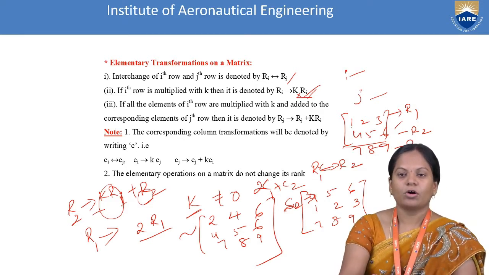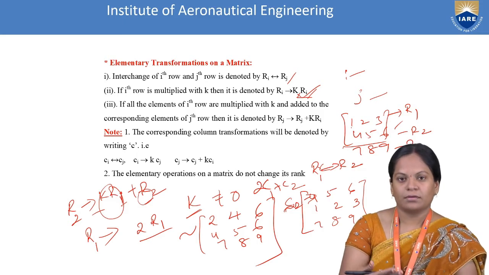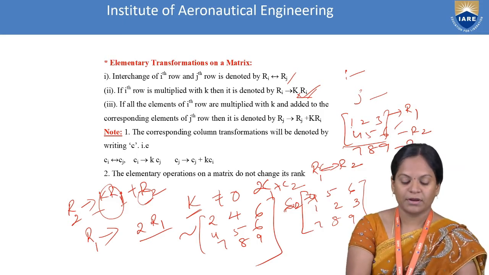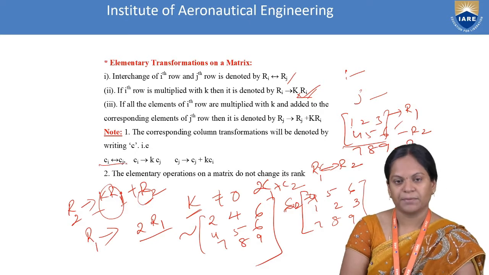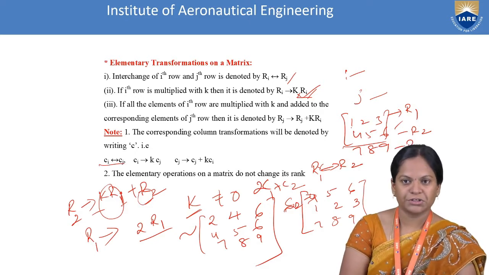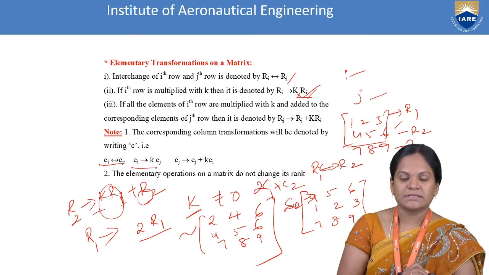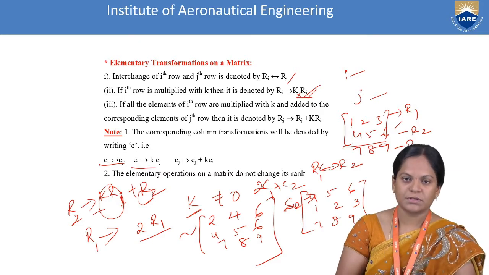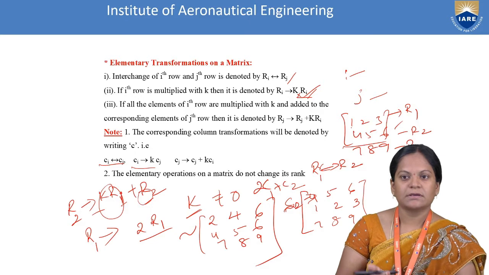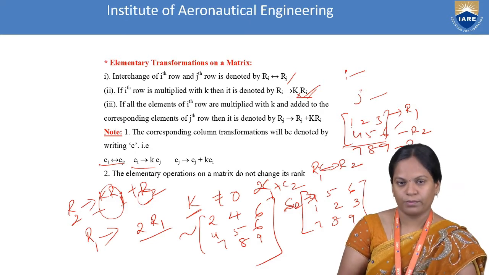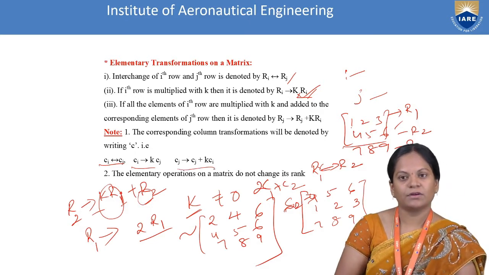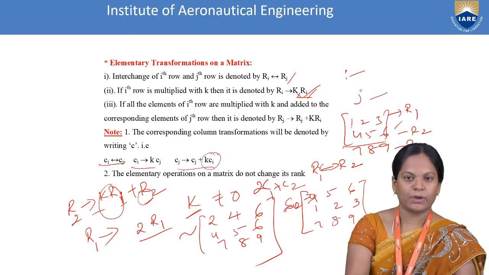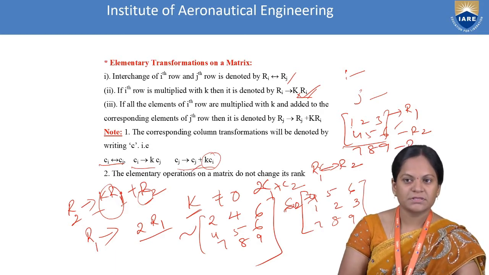So if we apply column operations to the matrix, we write Ci interchanges to Cj, meaning any two columns are interchanged. And the second step is Ci changes to K into Ci. And the third step is Cj. I want to change Cj. How will it change? Cj plus K into Ci. Multiply K to any column plus add with another column. Then Cj will change. So the elementary operations on a matrix do not change its rank.